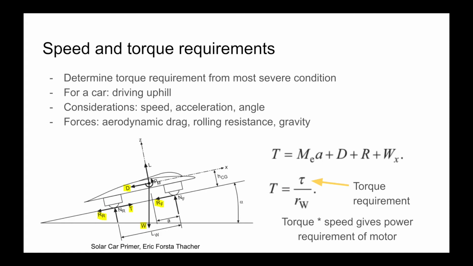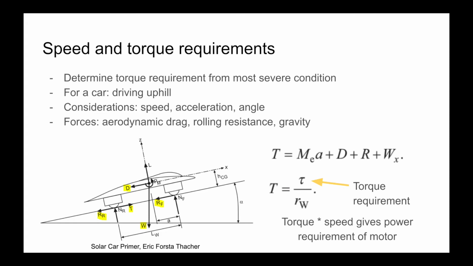In the case of the solar car, this occurs when we are driving up a hill. Here, we pull out our first-year physics textbook and draw a free body diagram of the car, highlighting the key forces to consider. We need to know things like the vehicle's aerodynamic drag force, D, the rolling resistance force, R, and the gravitational weight of the car, W.